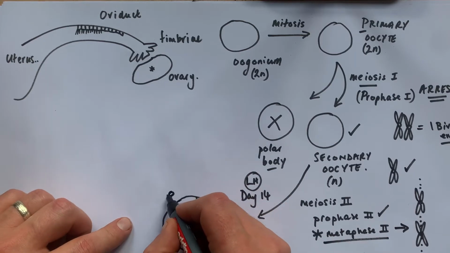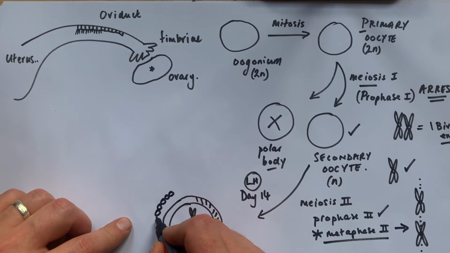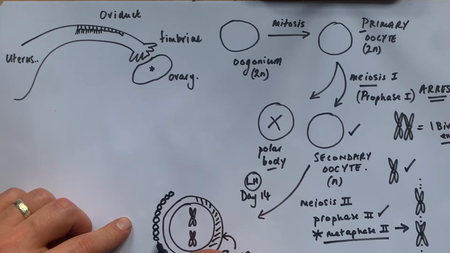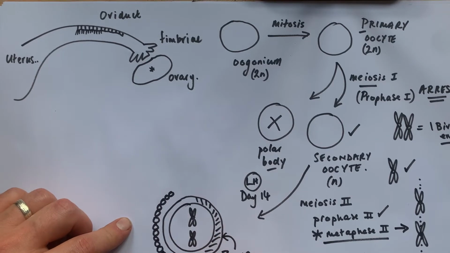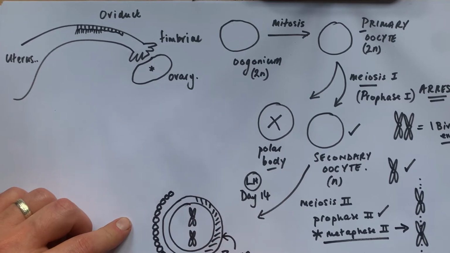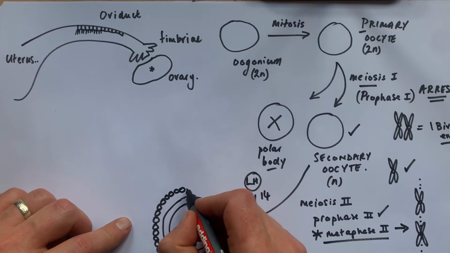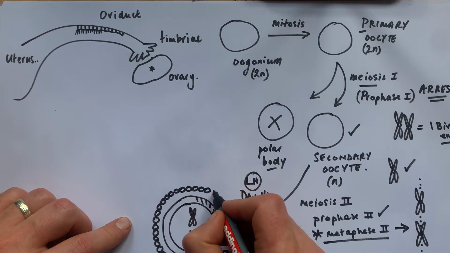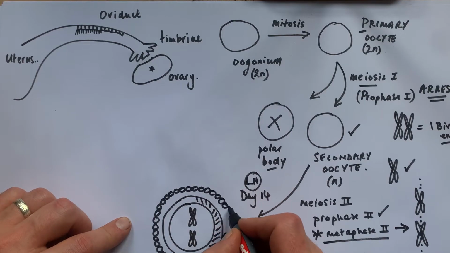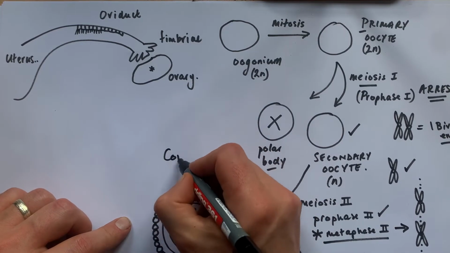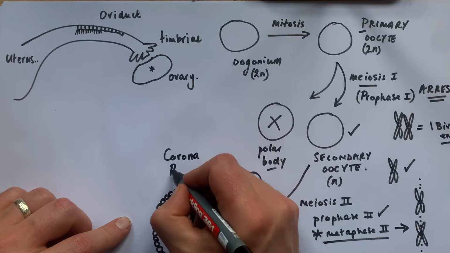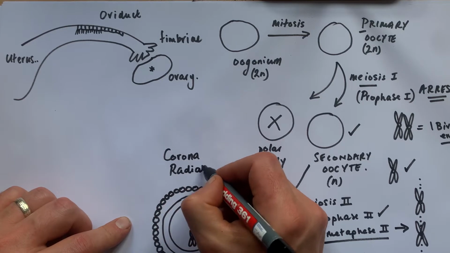But also on the outside of the secondary oocyte, as it's ovulated, it's got some of the follicle cells from the theca of the Graafian follicle. So as the Graafian follicle ruptures to allow release of the secondary oocyte into the oviduct, some of the follicle cells remain outside, and these cells are called the corona radiata.